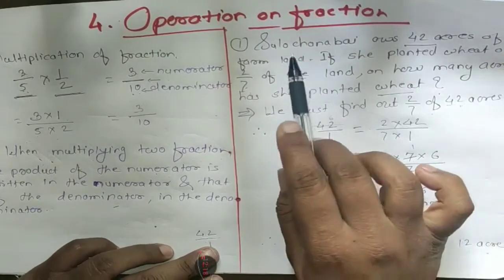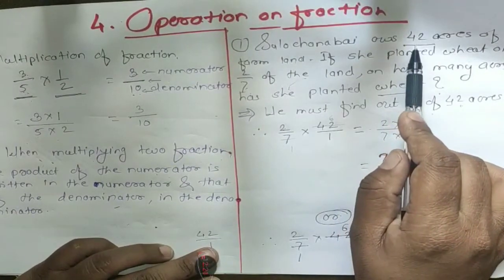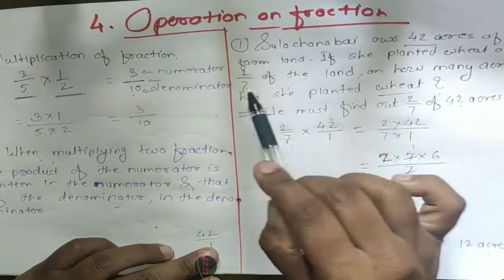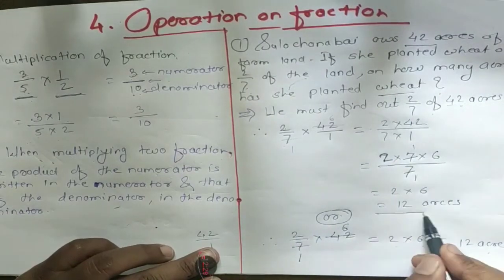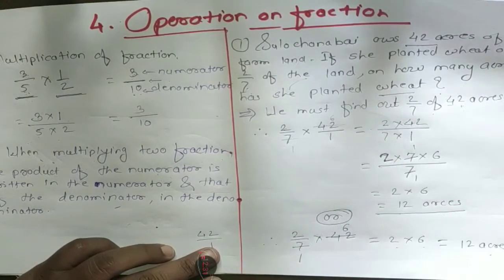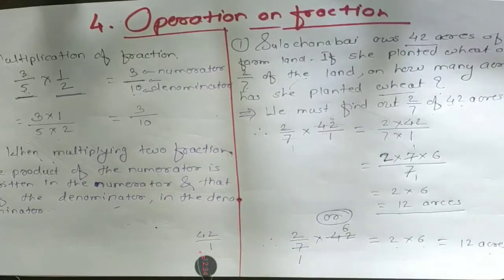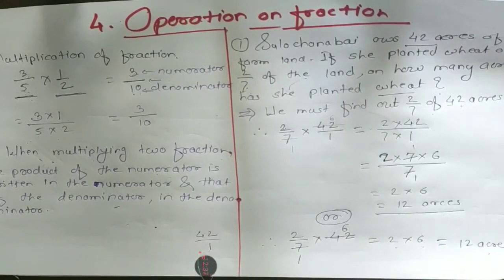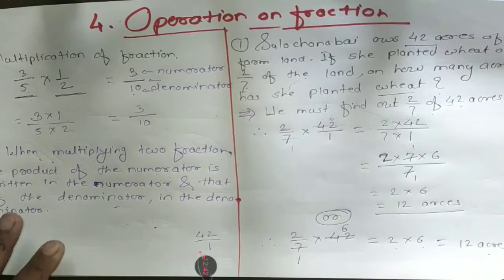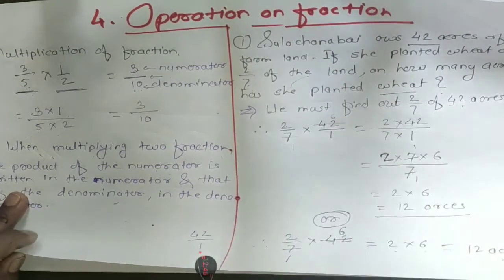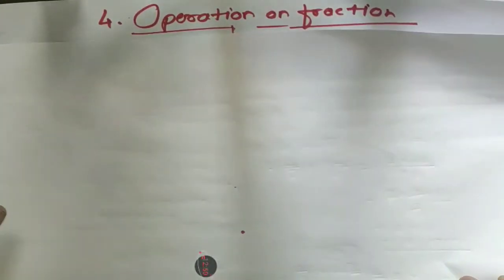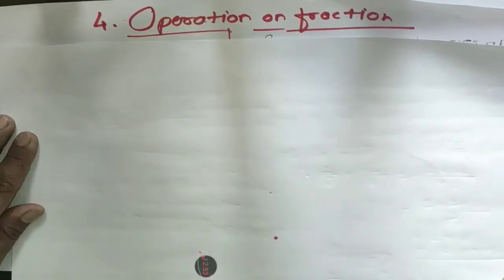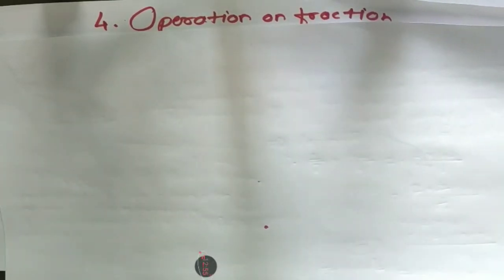So if Sulochana Bai has 42 acres of land, and from these 42 acres, 2 by 7th of the land she planted, then how many acres did she plant? 12 acres she planted with wheat. Now here in your book some examples are given, simple multiplications. We will see some of the examples, and word problems are also given in your textbook. So we will see some multiplications. First of all we will see the multiplication of some fractions. I will take my own examples for this.